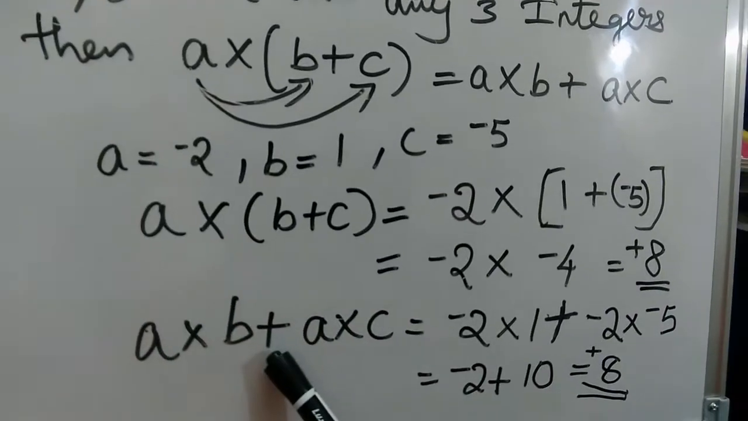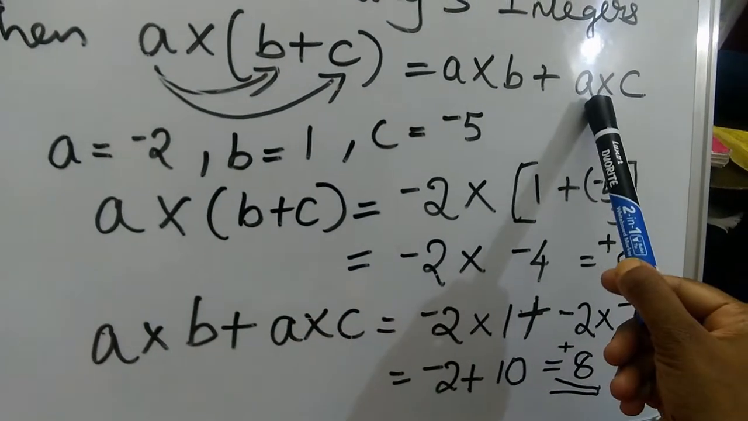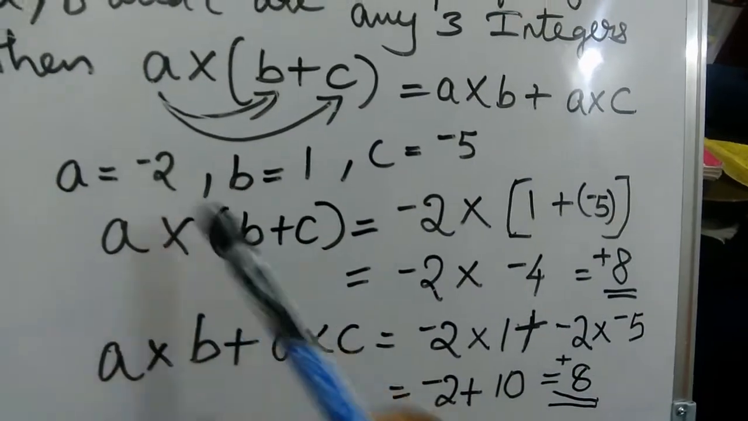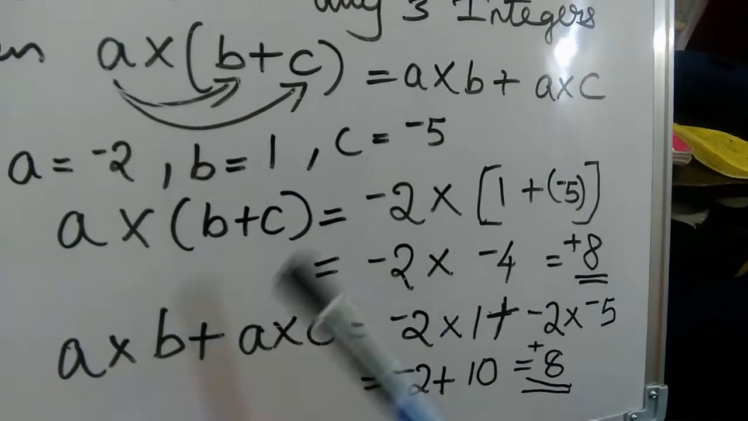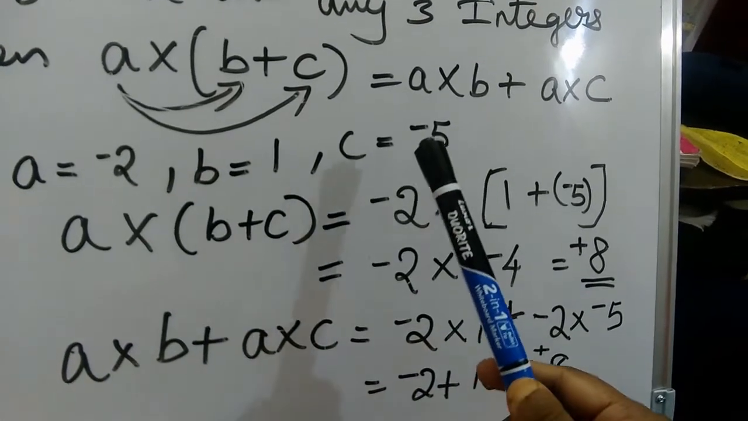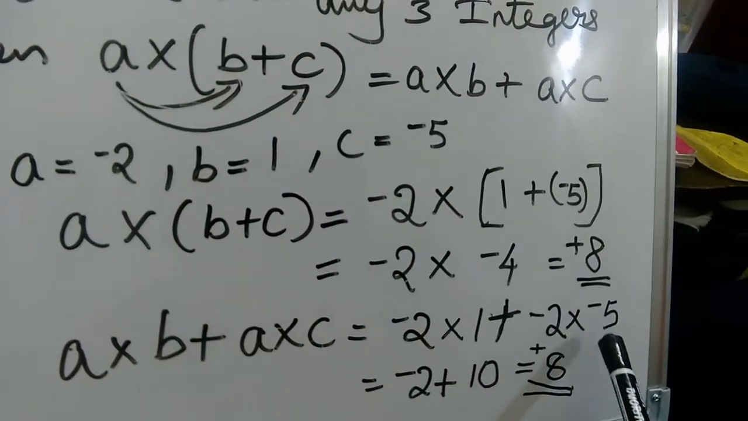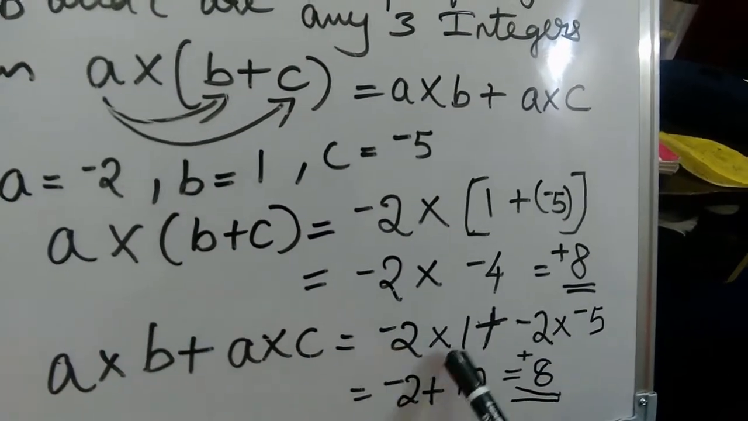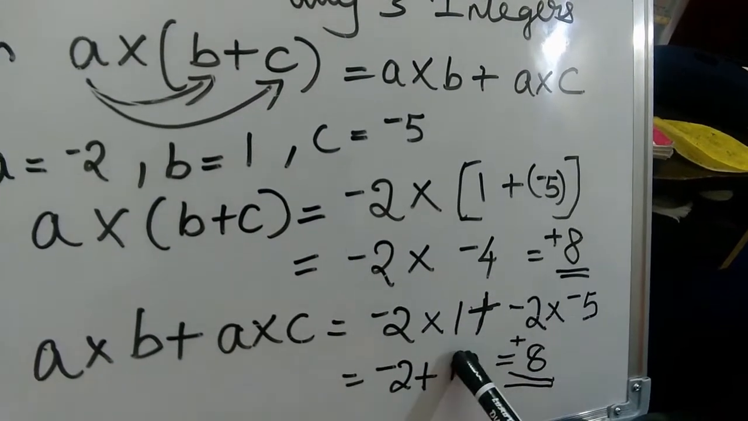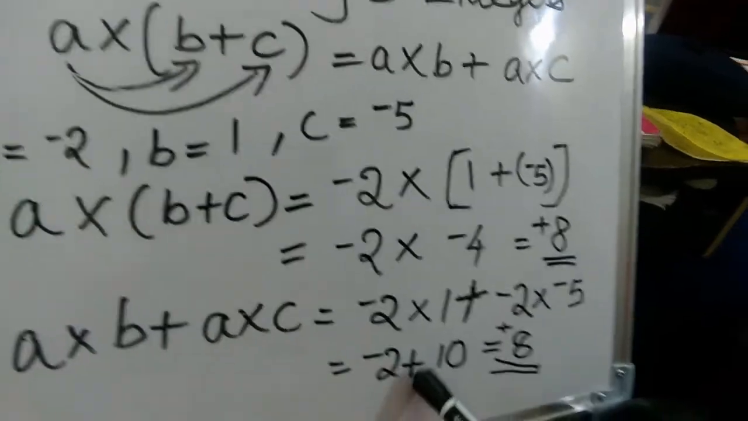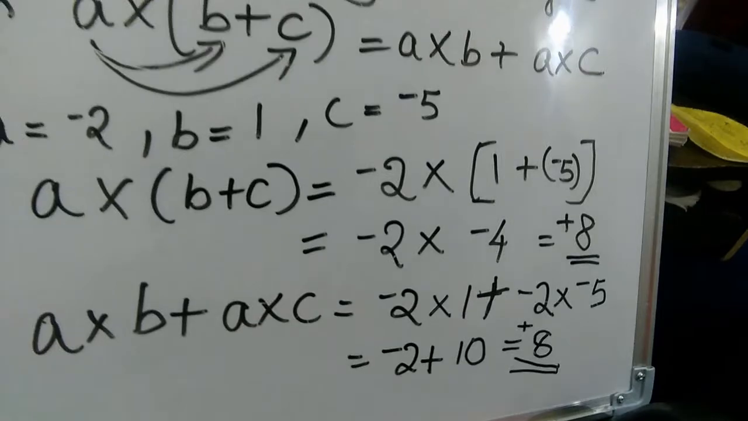Now the RHS side, a into b plus a into c. This is RHS side. a is -2 into b is 1, plus a into c, -2 into -5. So -2 plus, -2 into -5 we will get 10, positive 10. Now -2 plus 10, you will get 8. 8 is the same as positive 8.